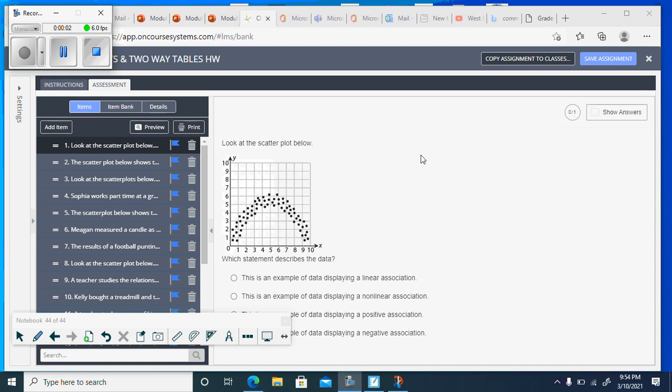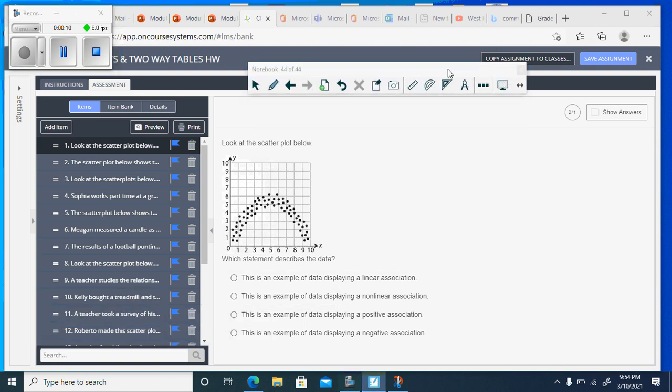This is Module 6, Scatterplots and Two-Way Tables homework. Okay, the first question says, look at the scatter plot below. And it says, which statement describes the data? This is an example of data displaying a linear association.